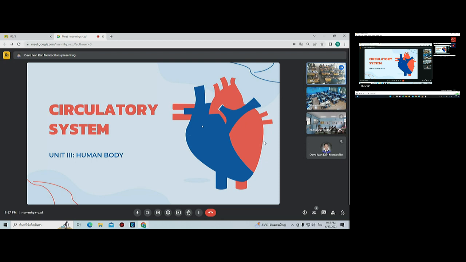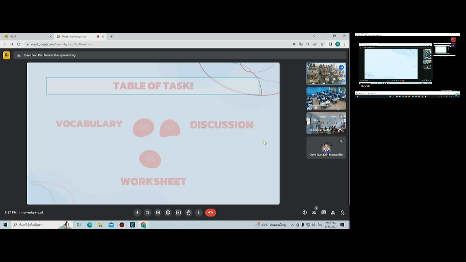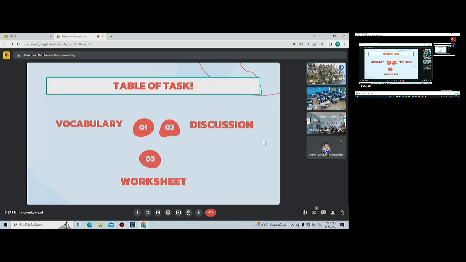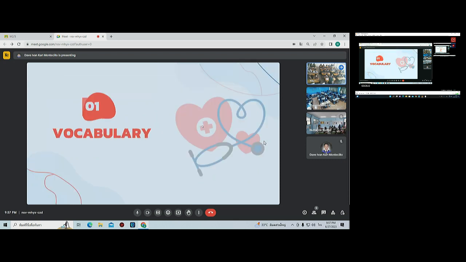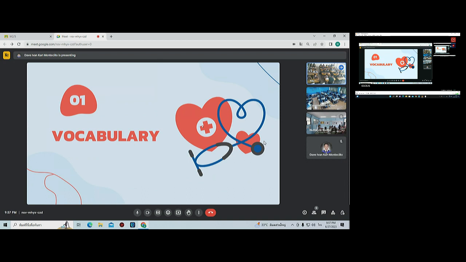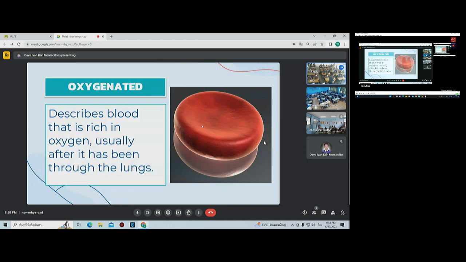So let's start. We have 3 tasks. We have vocab, discussion, and worksheet, okay? So let's do the worksheet by the end of this discussion. First, we have vocab. Let's do vocabulary. Your first word. Everybody, can you read what is the first word? Again, oxygenated. Oxygenated.